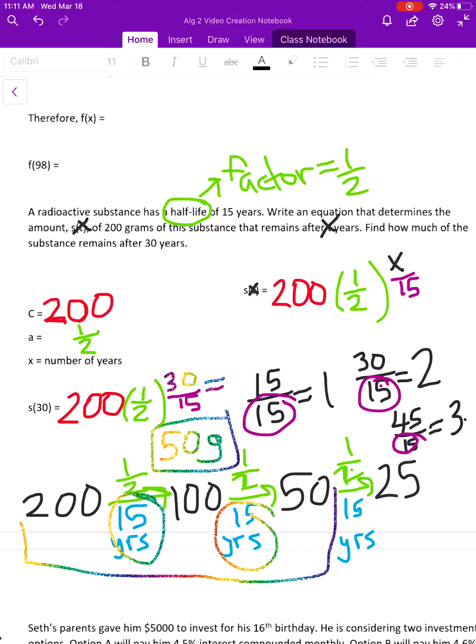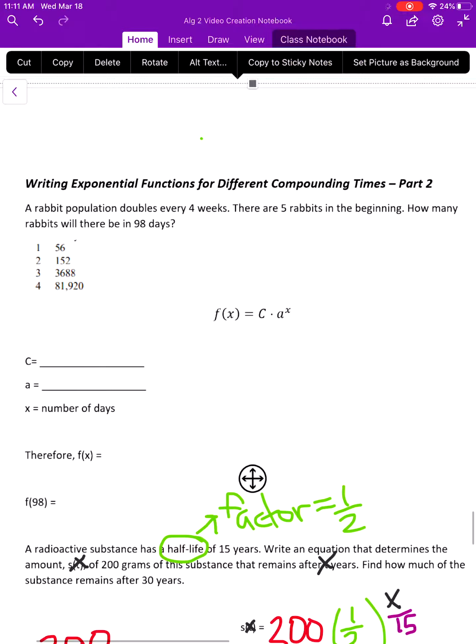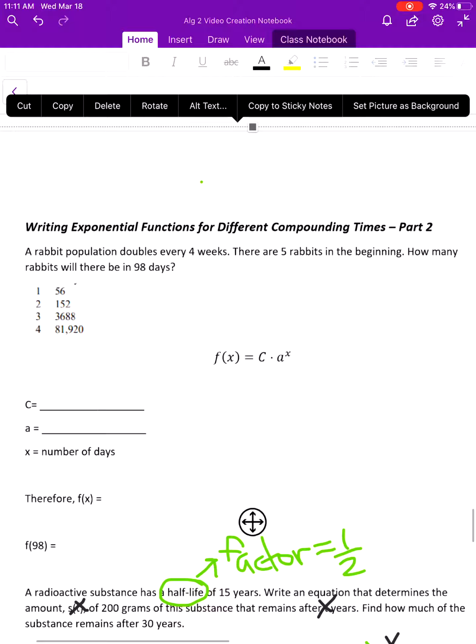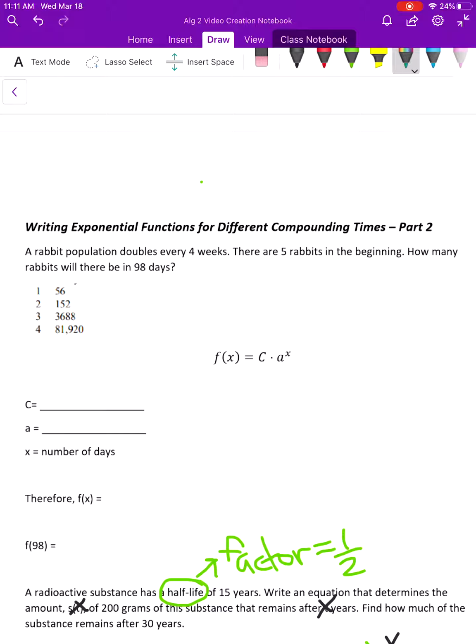So let's do another example, which I had you start thinking about a few lessons ago, but now we're going to talk about it in more detail. It says a rabbit population doubles every 4 weeks. There are 5 rabbits in the beginning. How many rabbits will there be in 98 days? And so we know we're going to have to do some adjustments to the general equation that we have, because it gives us our factor for every 4 weeks, but our answer needs to be in days.